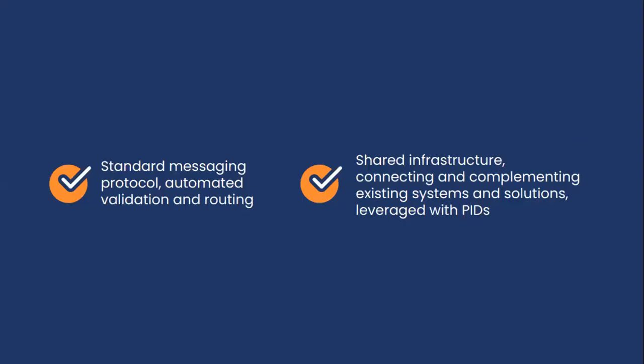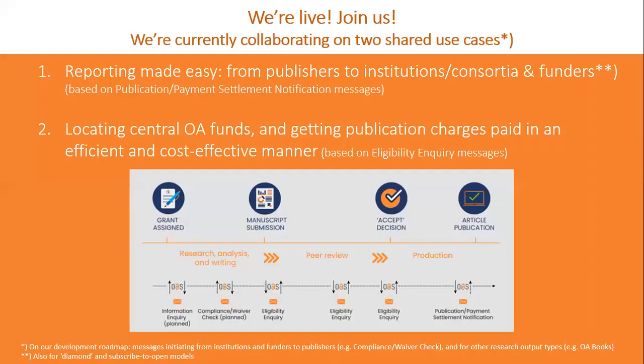But in essence, for all the messages and the whole OA Switchboard as a message hub, it's about standard messaging protocol, automated validation and routing, and shared infrastructure, connecting and complementing what is already out there, existing systems and solutions leveraged with persistent identifiers. We're live and you're invited to join us.